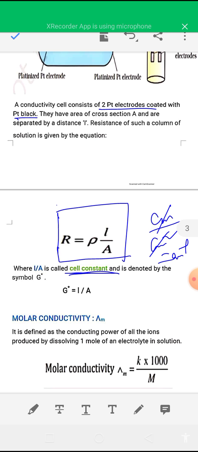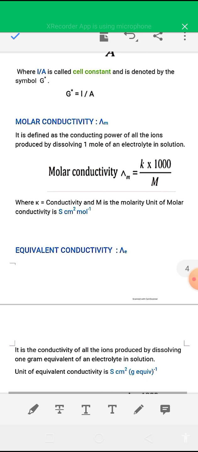Remember that. Now see different types of conductivity.